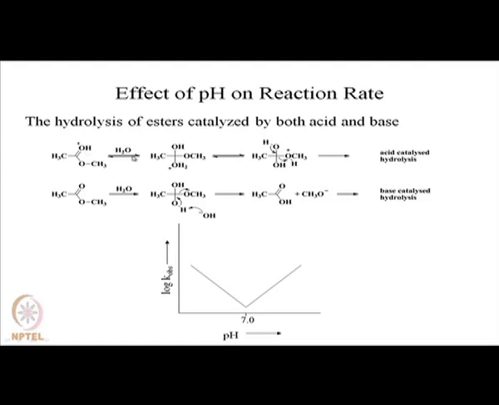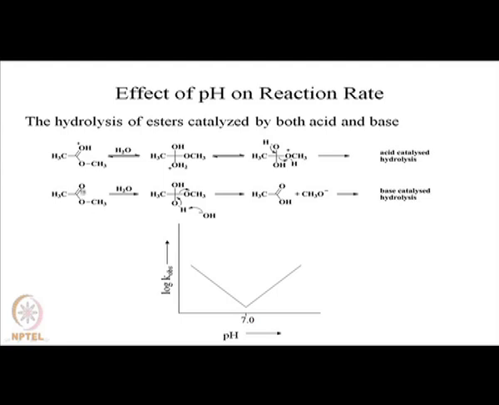So, in the presence of water, a tetrahedral intermediate is formed, and then the backfiring of this OH electron pair expels CH3OH. CH3OH means methanol. So, this is the acid catalyzed hydrolysis. What about the base catalyzed hydrolysis?